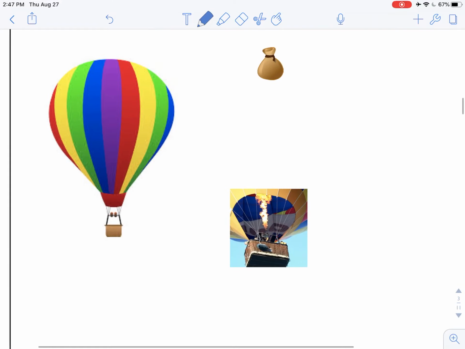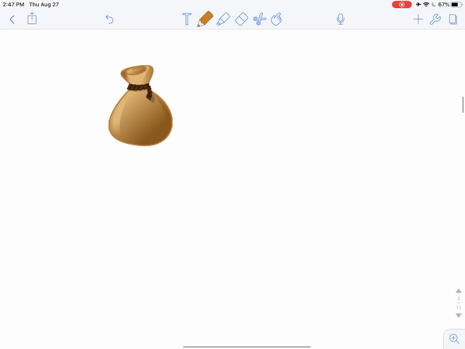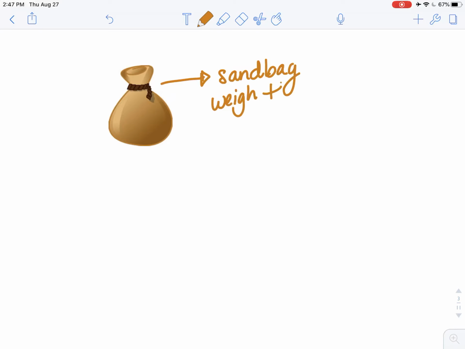So we're going to pretend that these are numbers. And our hot air balloon is going to represent any number that we're starting with. Okay? Here we have a sandbag. And this sandbag, as we said, is used to weigh the balloon down.